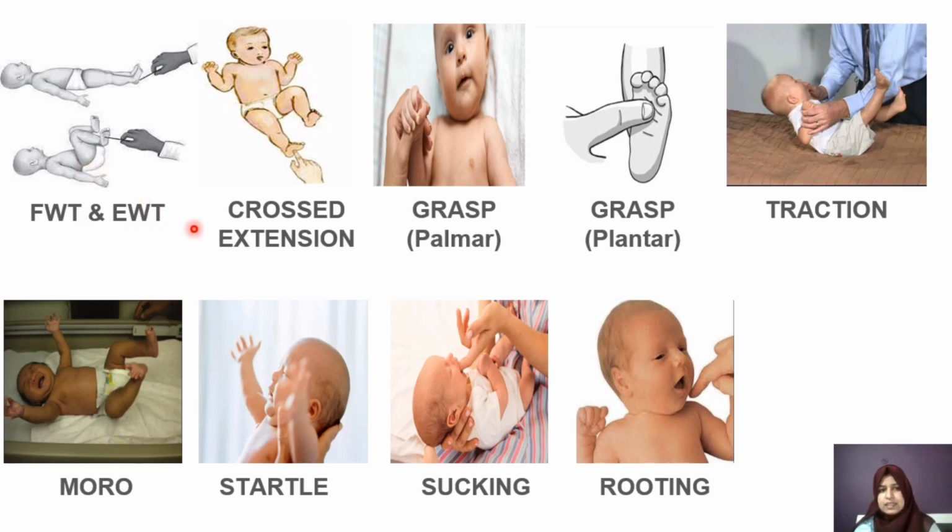Then the second one is the extensor withdrawal thrust. In this also the baby should be in the supine position, with the lower limb in the flexed position. Then the therapist should scratch the ball of the foot. The response the therapist will get is extension of the lower limb, the stimulated leg.